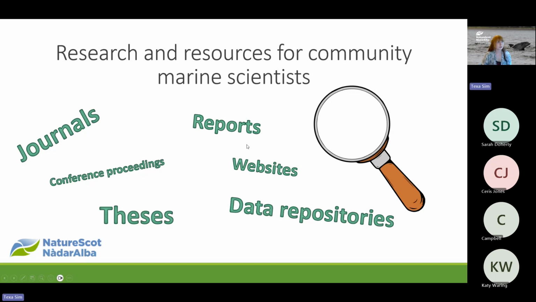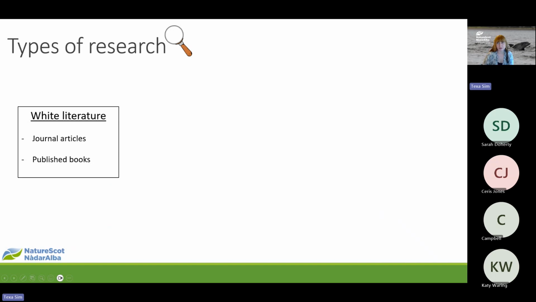So first up, we've got types of research. There is a difference in how research is classed, and typically it's known as white versus grey literature. And this can be important in understanding why something is published in the first place, the authenticity of what has been published, and the reliance of that information.